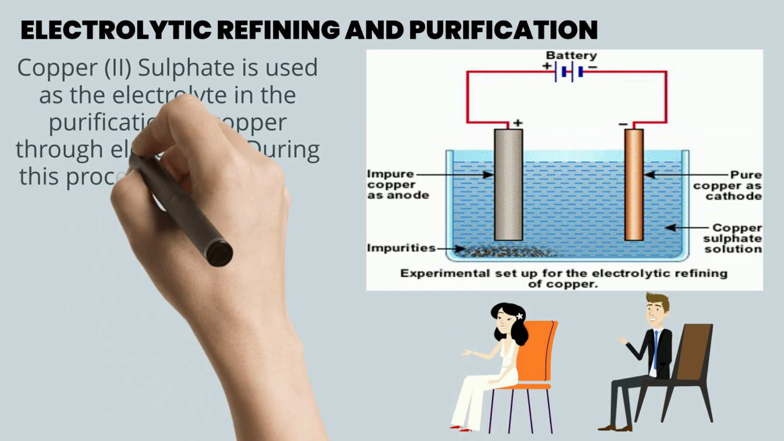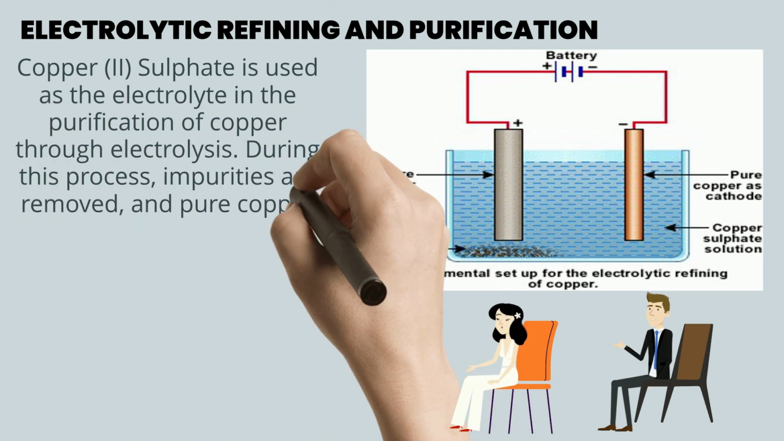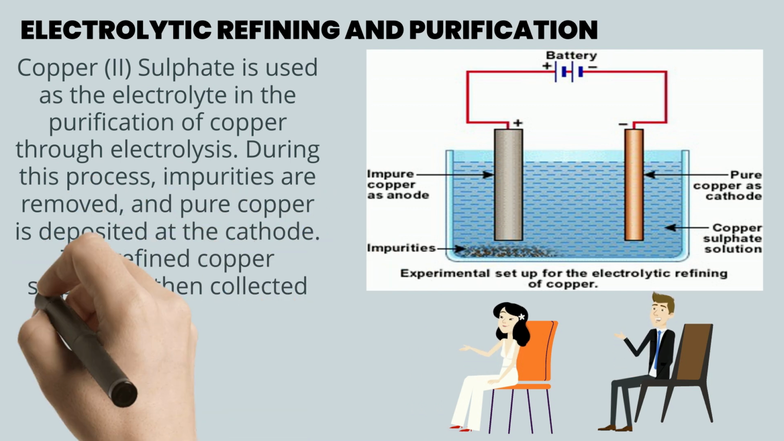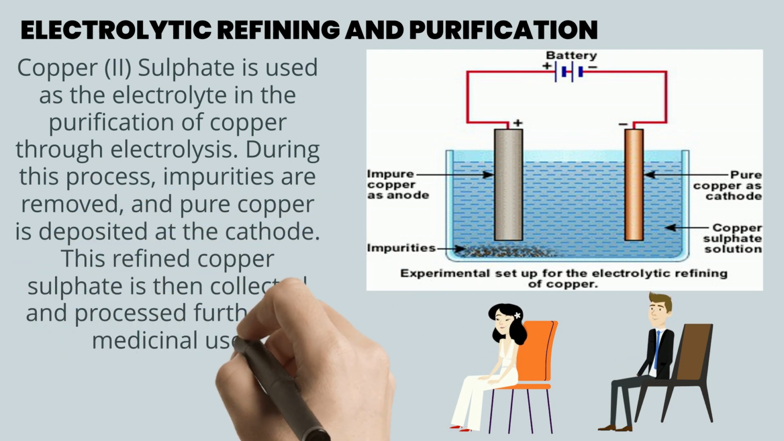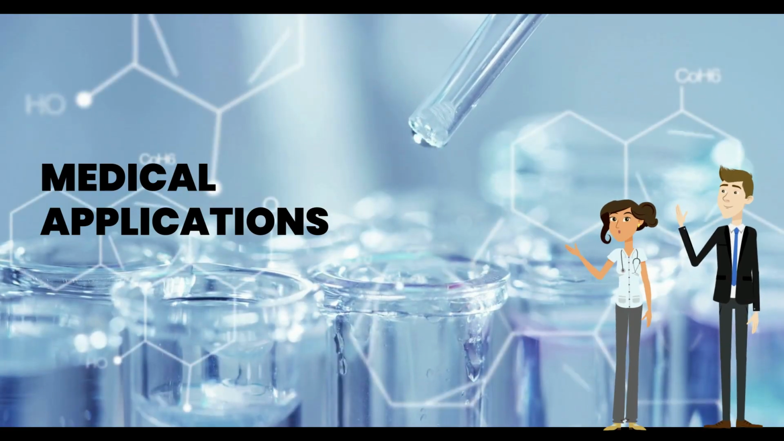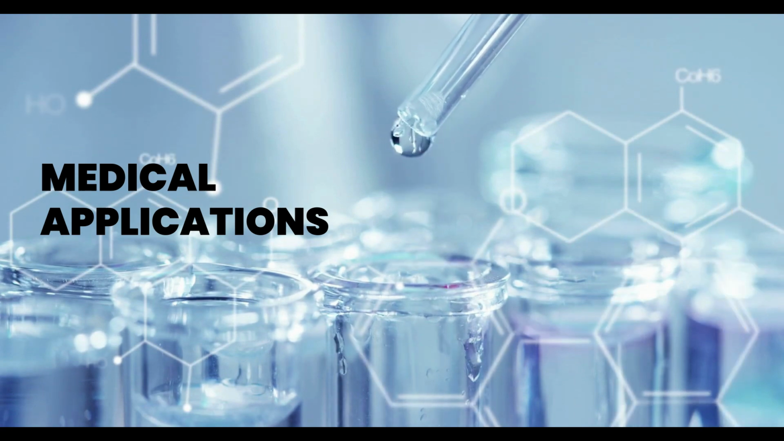During this process, impurities are removed, and pure copper is deposited at the cathode. This refined copper sulfate is then collected and processed further for medicinal use. Now let's dive a bit deeper into medical applications of copper(II) sulfate.